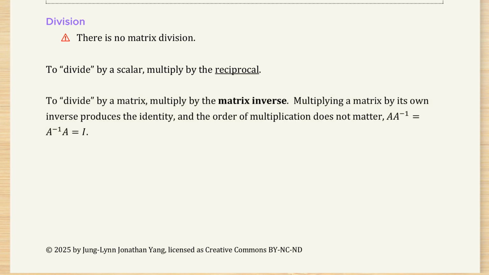Matrix division, like dividing two matrices together, also does not exist. Instead, we have to multiply by the inverse. And it just so happens that when we multiply a matrix by its inverse, we get the identity, and the order of multiplication doesn't matter. So we can multiply A with A inverse. That's what that -1 means. It's not division, it's inverse. That's equal to putting the inverse to the left of A and then multiplying A. In either of those two cases, we get the identity.